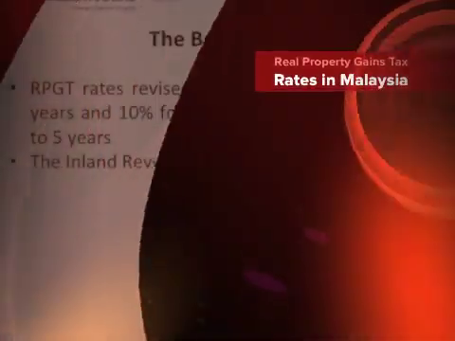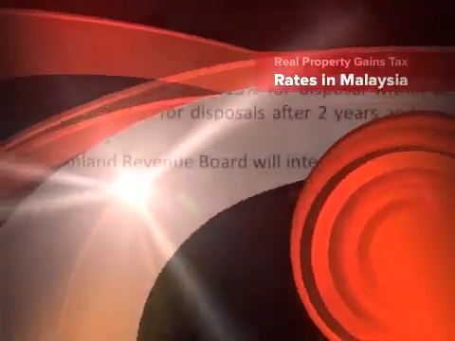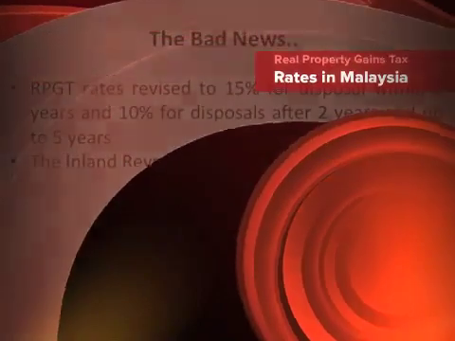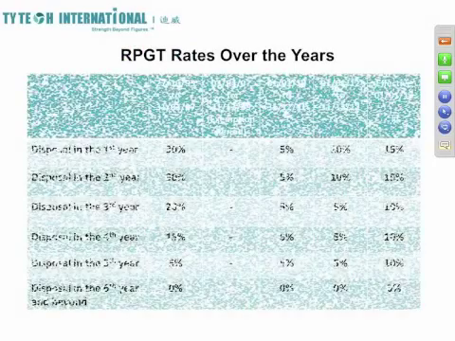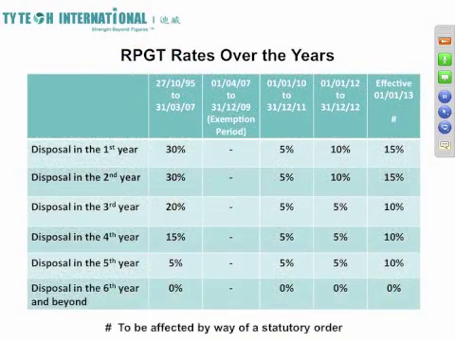But let me just give you a little bit of an overview of the RPGT rates and how they affect all of us. RPGT rates, as you can see, have undergone an evolution over the past many years. From 1995 up to the year 2007, the rates have been 30, 30, 20, 15, 5. Then after that it is 0%.